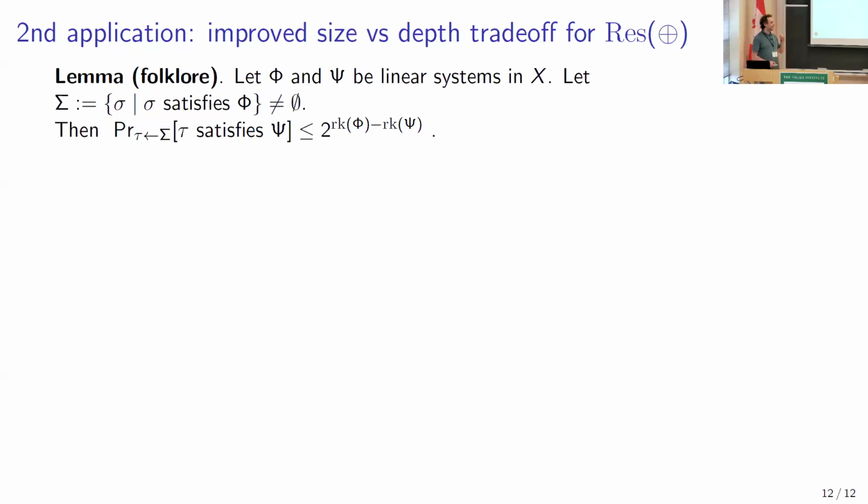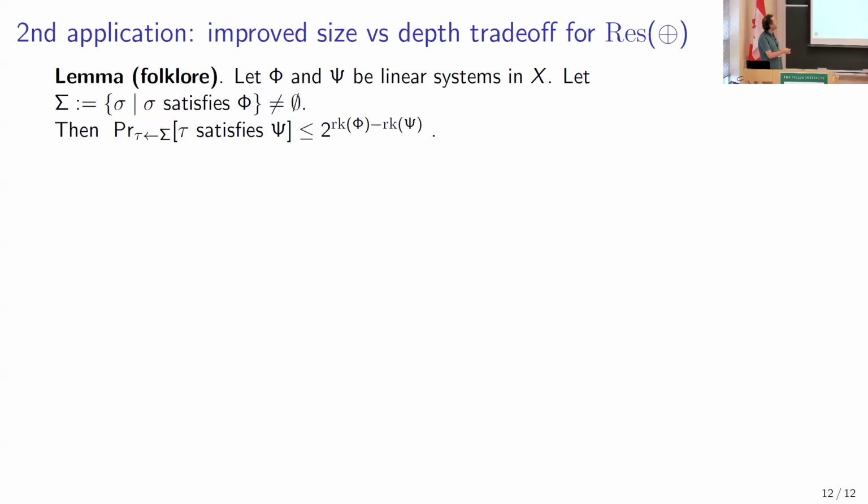And the second application is the following. First of all, consider the following simple lemma. Let phi and psi be two linear systems, and sigma be all solutions of the first linear system. And the statement is the following: if you take a random solution tau, the probability that tau satisfies the second linear system is at most 2 to the difference of the ranks. Now, it's very, very easy.